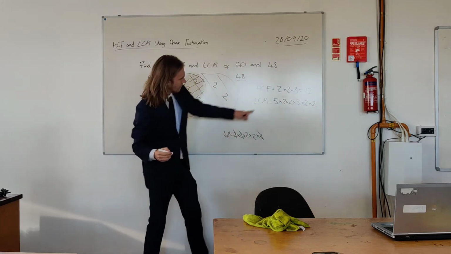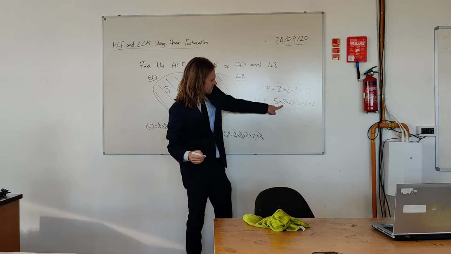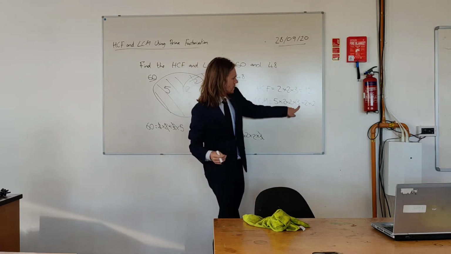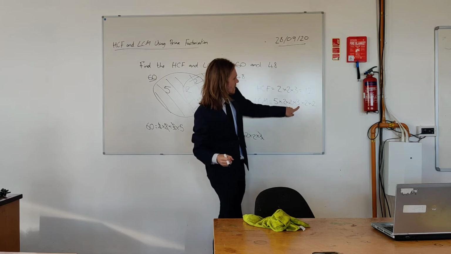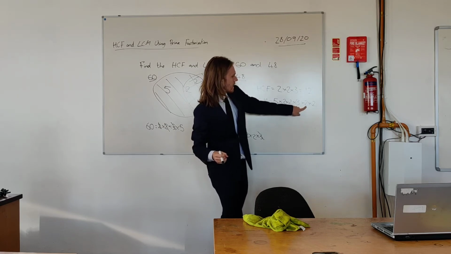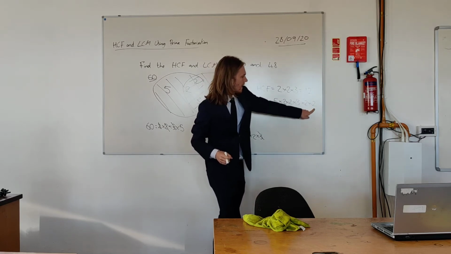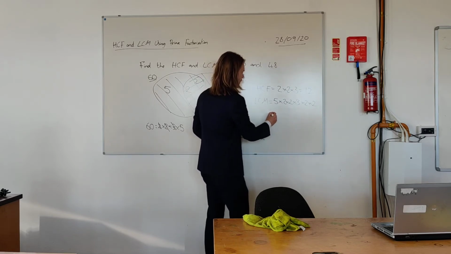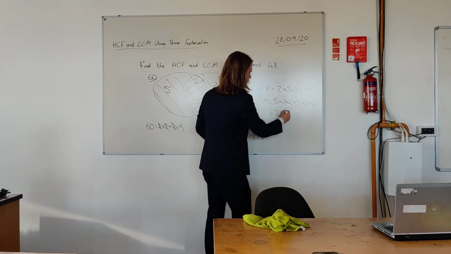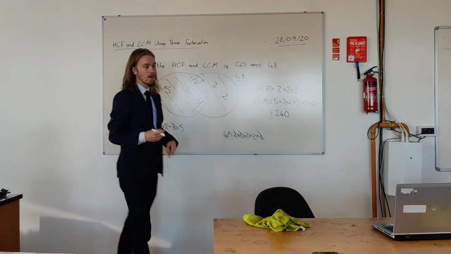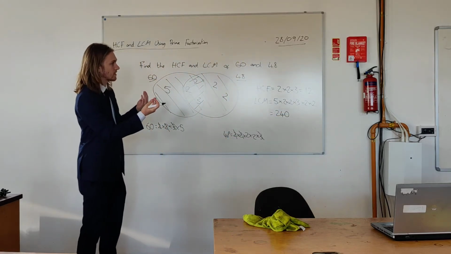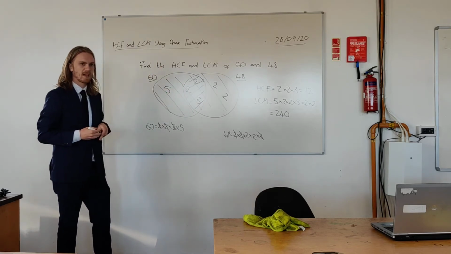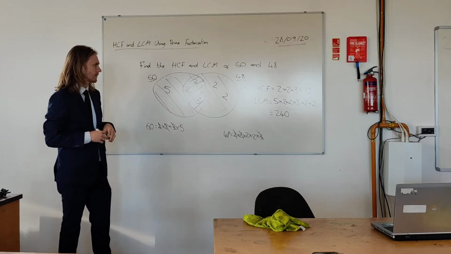If I do that, well, 5 times 2 is 10. 10 times 2 is 20. 20 times 3 is 60. 60 times 2 is 120. And 120 times 2 is 240. So the lowest common multiple is 240. If we really wanted to, we could have written out the factors, or we could have written out the multiples, but this method's quite nice for those bigger, trickier numbers.